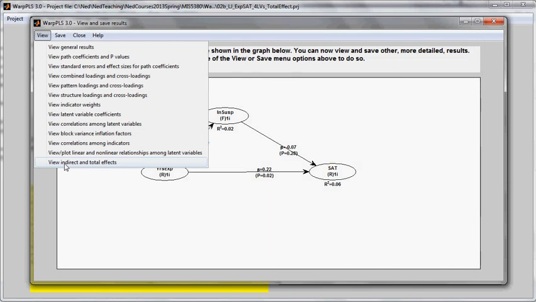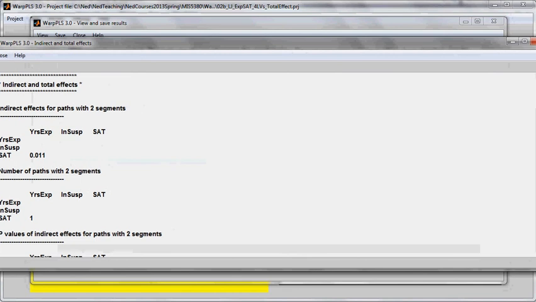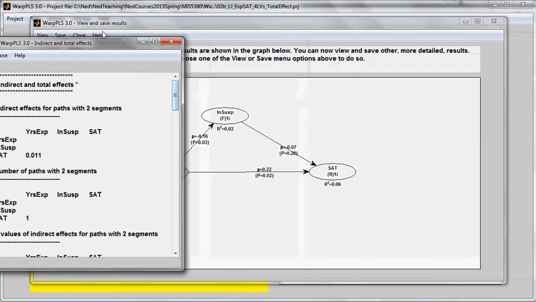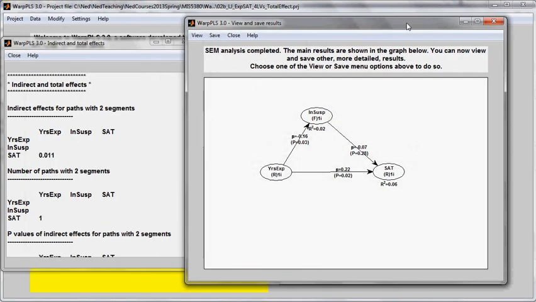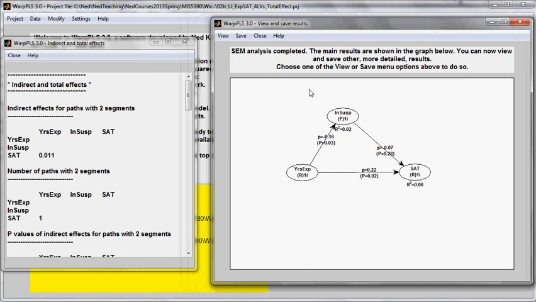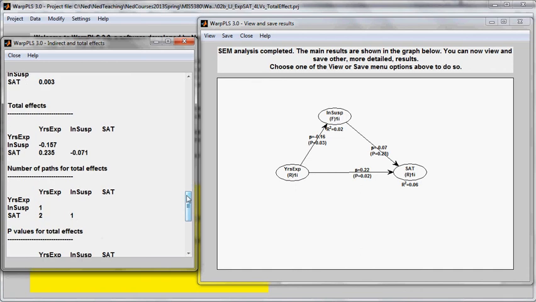View Indirect and Total Effects. Now, resize this window so that I can see it side by side with this graph with the direct effects. So when I look at the total effect here, the total effect that years of experience has on SAT scores, I see that it's actually higher than the path coefficient. Why is it higher? Because it considers this other indirect effect as well.